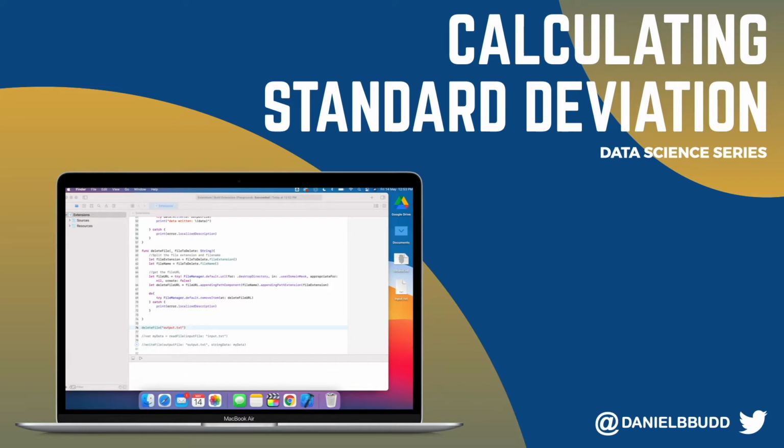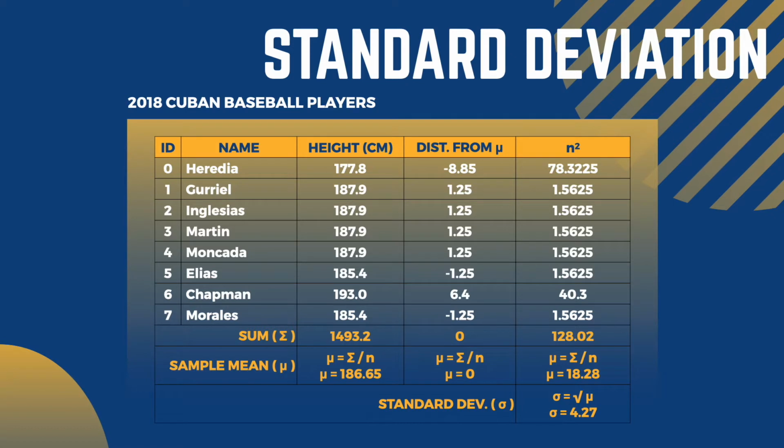In this video we're going to explore calculating the standard deviation written in Swift. The standard deviation is a measure of the amount of variation or distribution between the values. So a low standard deviation will indicate that the values tend to be close to the mean, whereas a high standard deviation indicates that the values are spread far out. So it's got a wider range.